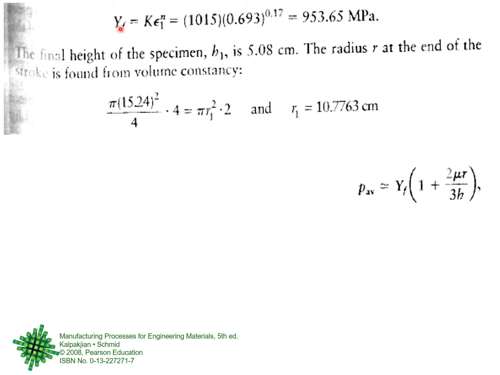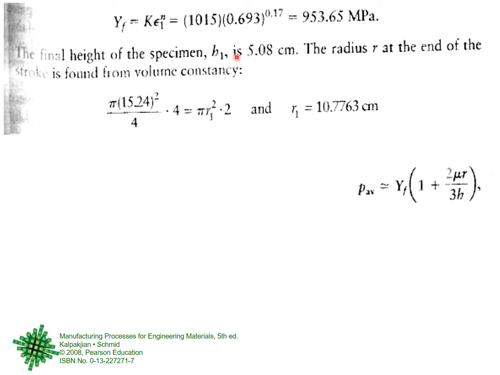So this is your equation. YF is K epsilon 1 raised to n. The value of K is given from the table, right? Epsilon 1 you have just calculated. The value of n is given. So it comes out to be this much megapascals. Remember, because we are directly writing the answer in megapascal, we are using the megapascal value here. Otherwise, your general habit should be you write 1015 into 10 raised to 6, right? But because we knew that this is a strain which is unitless, this is just a number. Therefore, if K is in megapascal, the answer is directly in megapascal. So YF is now known, right?